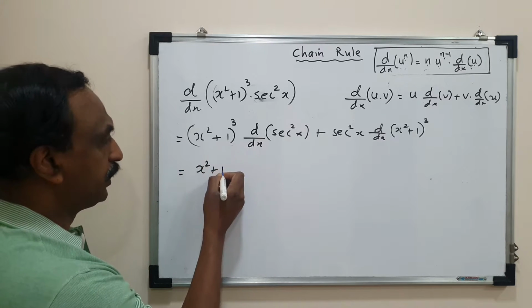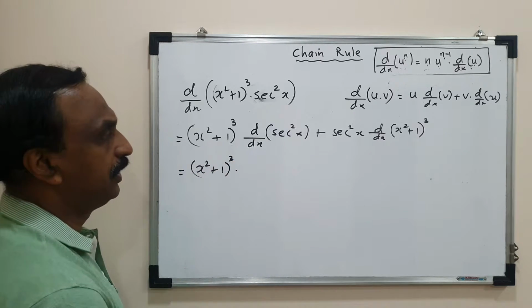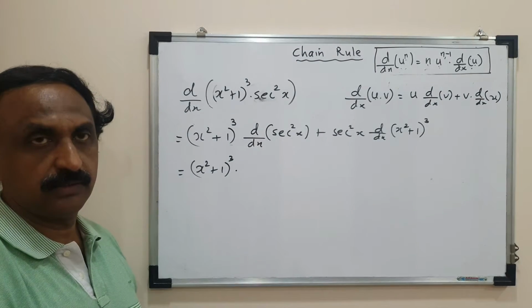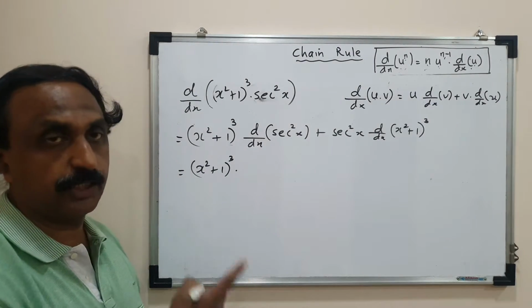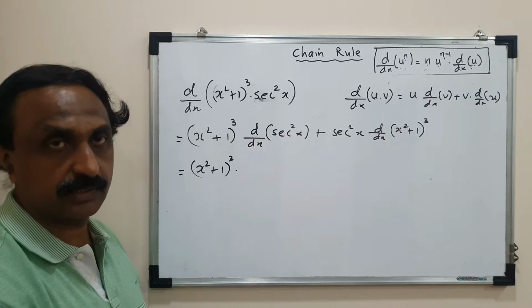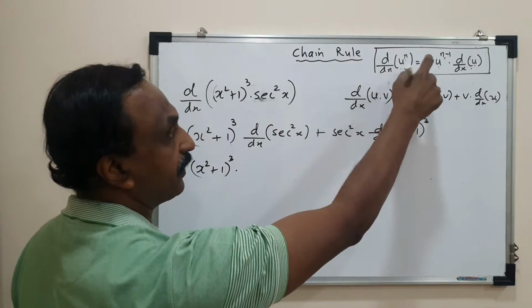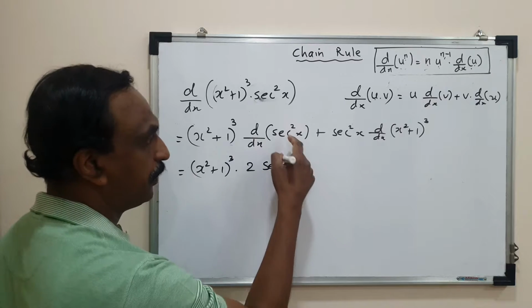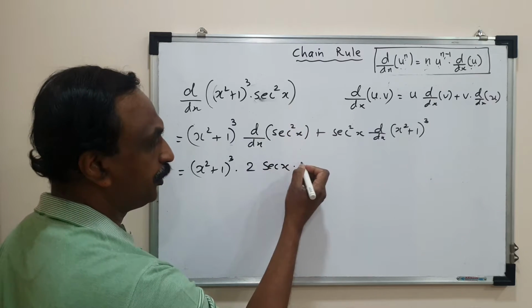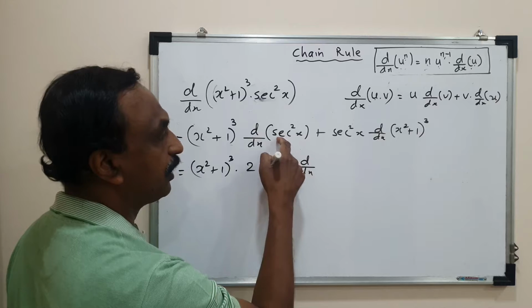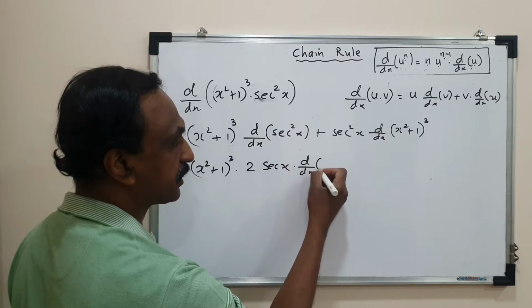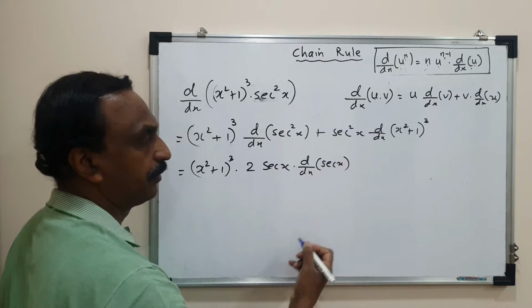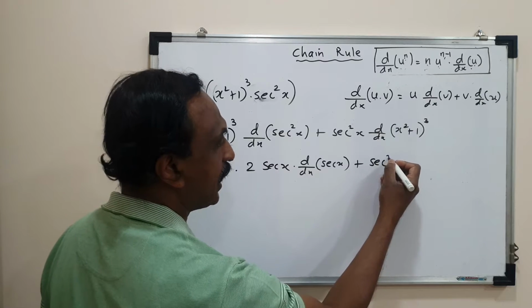Now we'll see each one. (X square plus 1) the whole cube, derivative of sec square x. So derivative of sec square x means power rule. Sec x the whole square it is. Power rule starts with the power. 2 sec x, power reduced by 1 into derivative of the base. What is the base of this? Base is sec x, plus sec square x as it is.